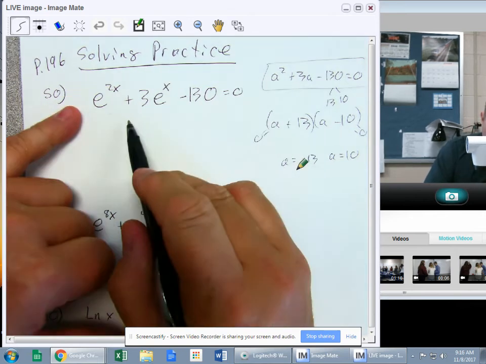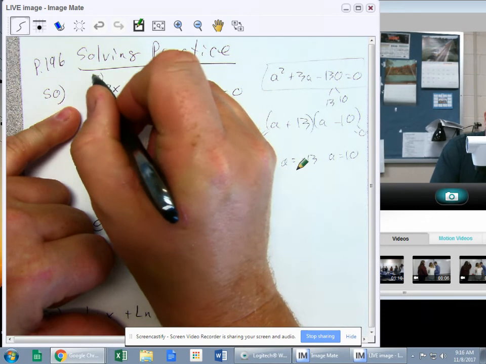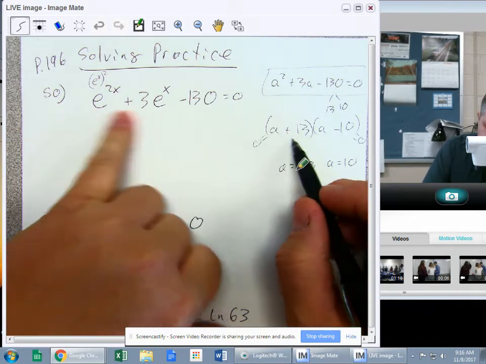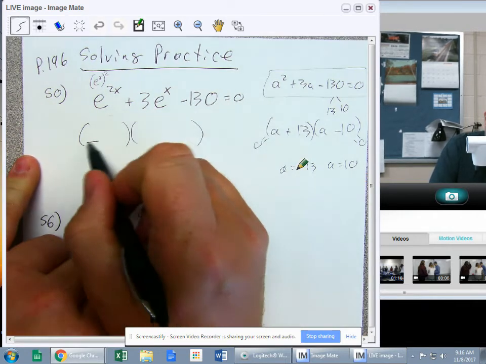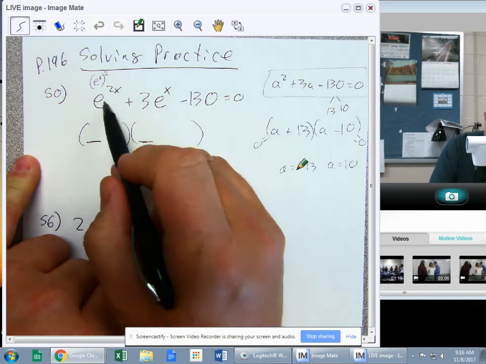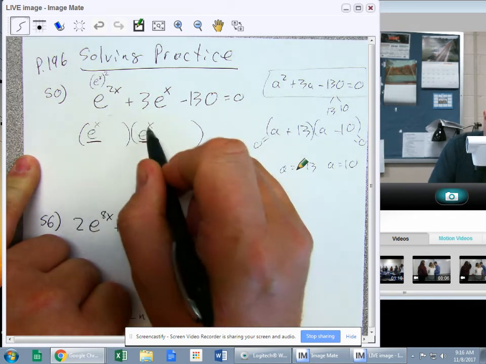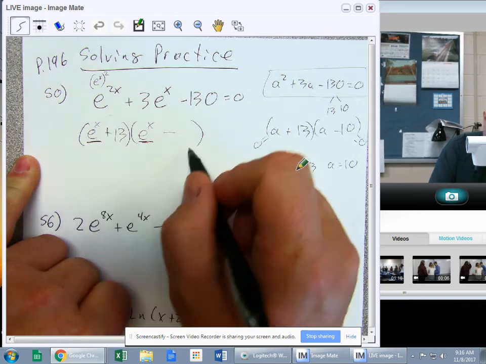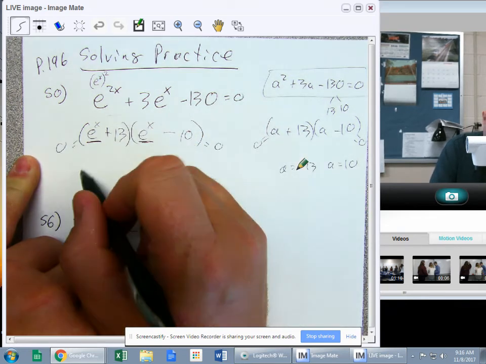Now, this works the same way. E to the 2x is nothing but e to the x squared. So if I do the exact same thing, except instead of a here and a here, how do I break up e to the x squared? E to the x, e to the x. Still get a plus, still get a minus, still get a 13, still get a 10. And I can still set each piece equal to 0.